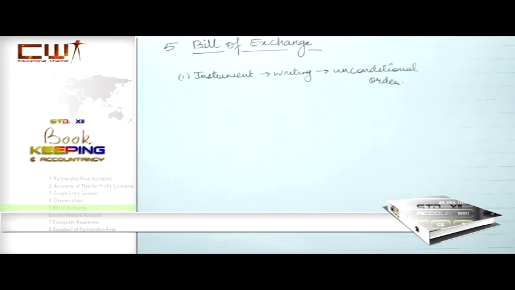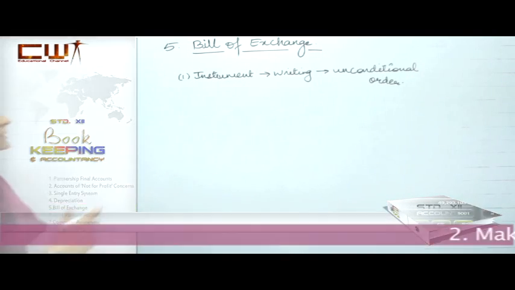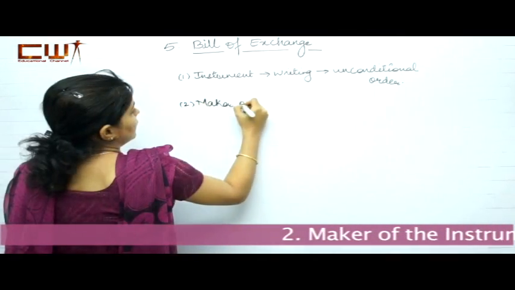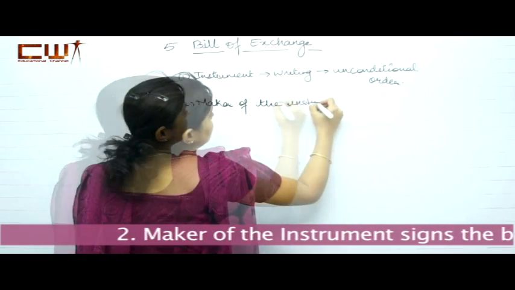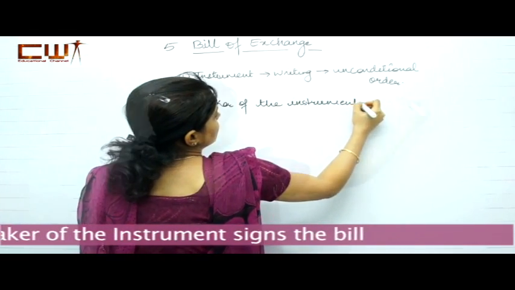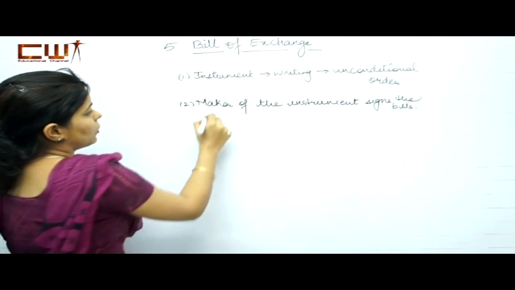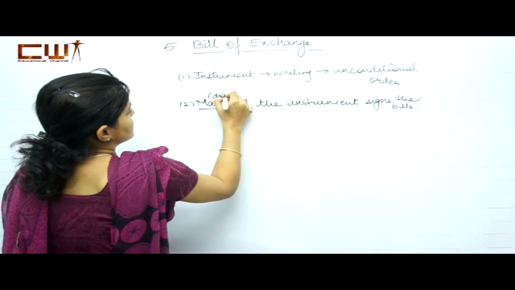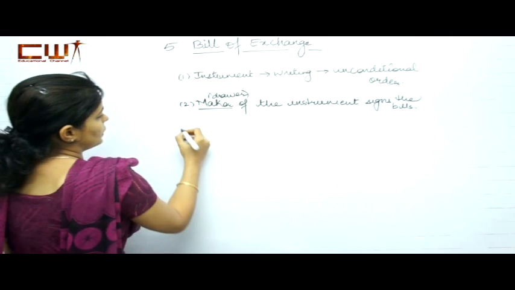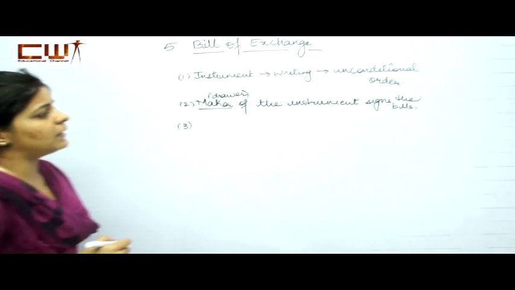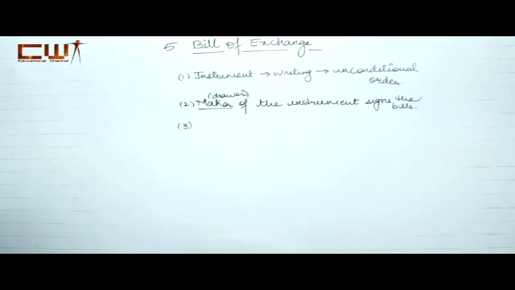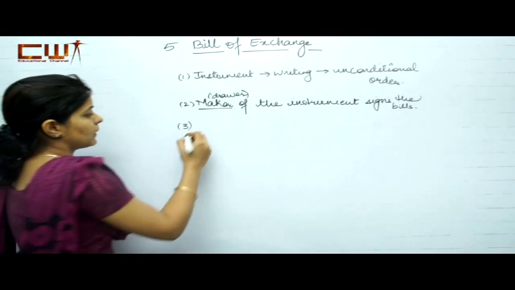Next is that the maker of the bill of exchange signs the bill. Who is the maker of the instrument? The maker of the instrument is known as the drawer of the instrument. He signs the bill and then he passes it on to the person on whom he has made it. In the bill, the order is given to a certain person.